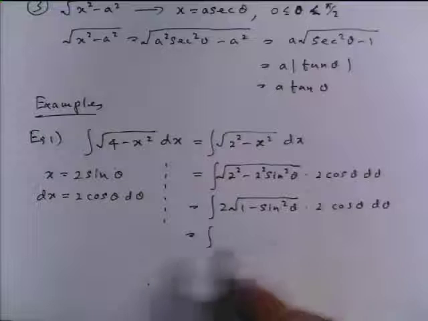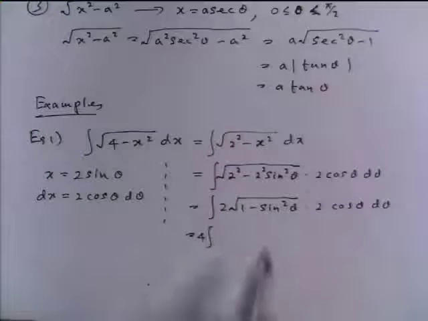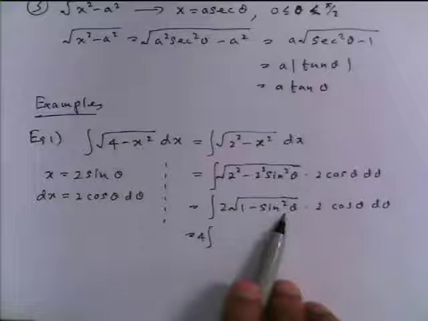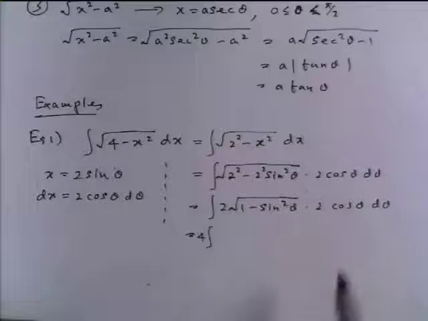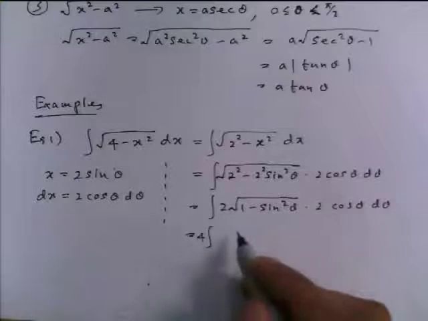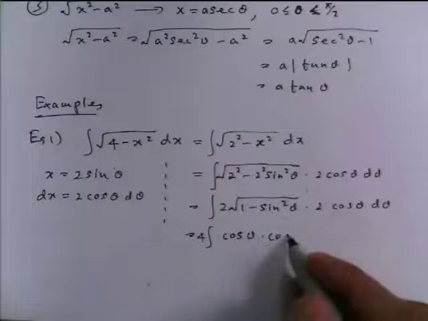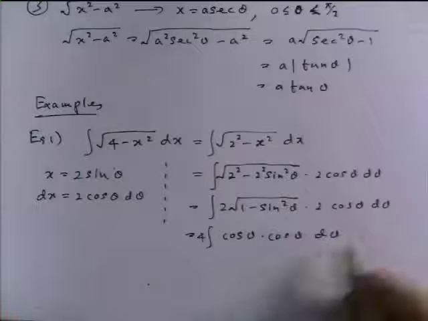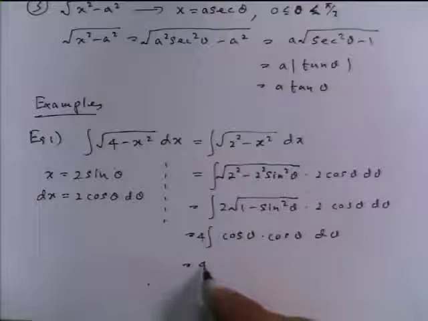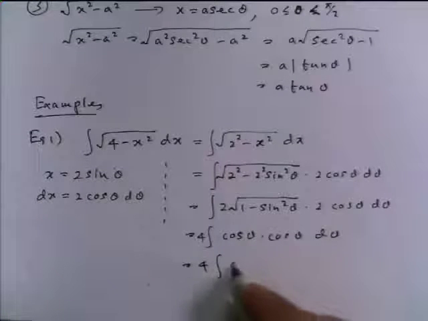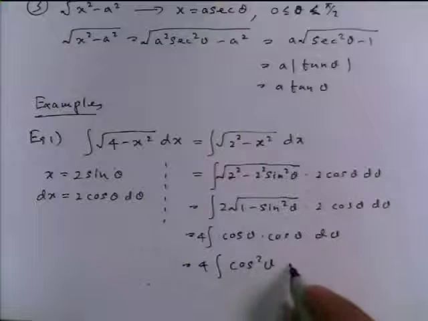So it is 2 times 2, which is 4. You can write it outside. 1 minus sine squared theta is cosine squared theta. And take the square root. What do you get? Cosine theta. And from this one you get another cosine theta d theta. So it is 4 times the integral of cosine squared theta d theta.